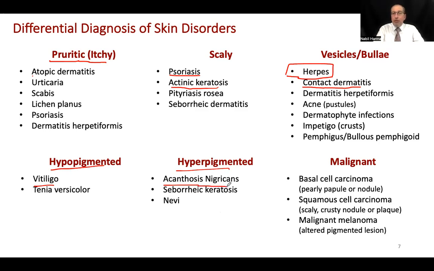Malignant skin lesions, we have 3 examples of malignant skin lesions. The most common is basal cell carcinoma. The second most common is squamous cell carcinoma. The least common, but the most malignant, is melanoma. You don't need to say malignant melanoma because there is no benign melanoma. I just put malignant here to remind you that this is the most malignant of all skin tumors.